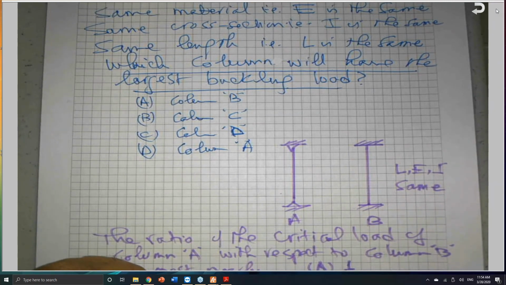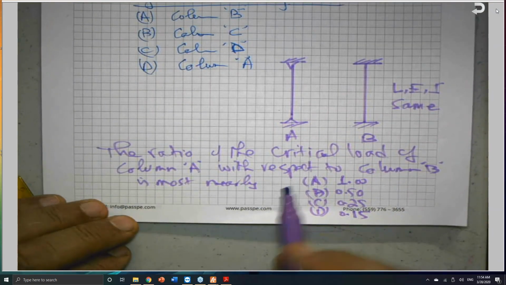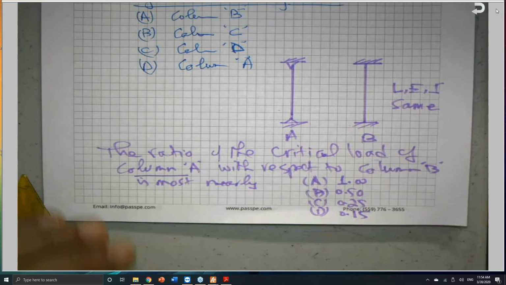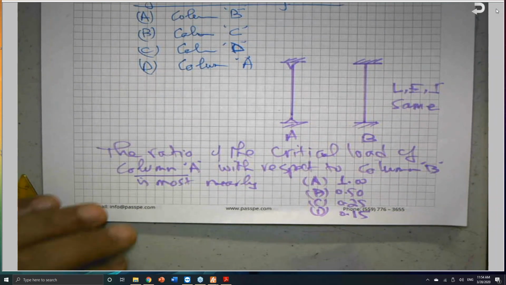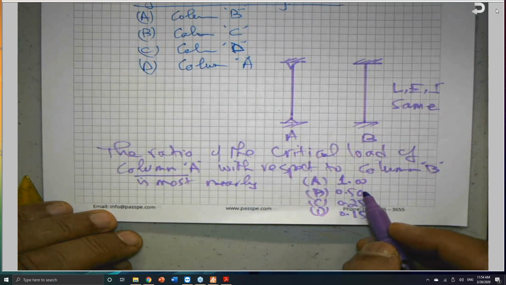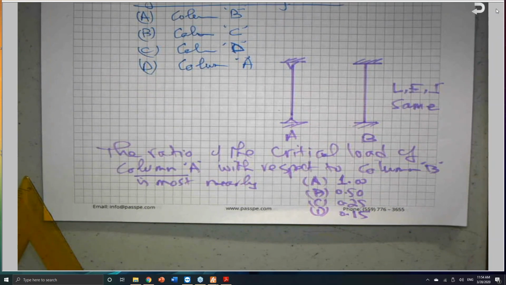The ratio is 1.5, 0.25, or 0.15. Let me show you the four answers. Here it is. The ratio of the critical load of column A with respect to column B is 1, that means they are equal, or 0.5, or 0.25, or 0.15.